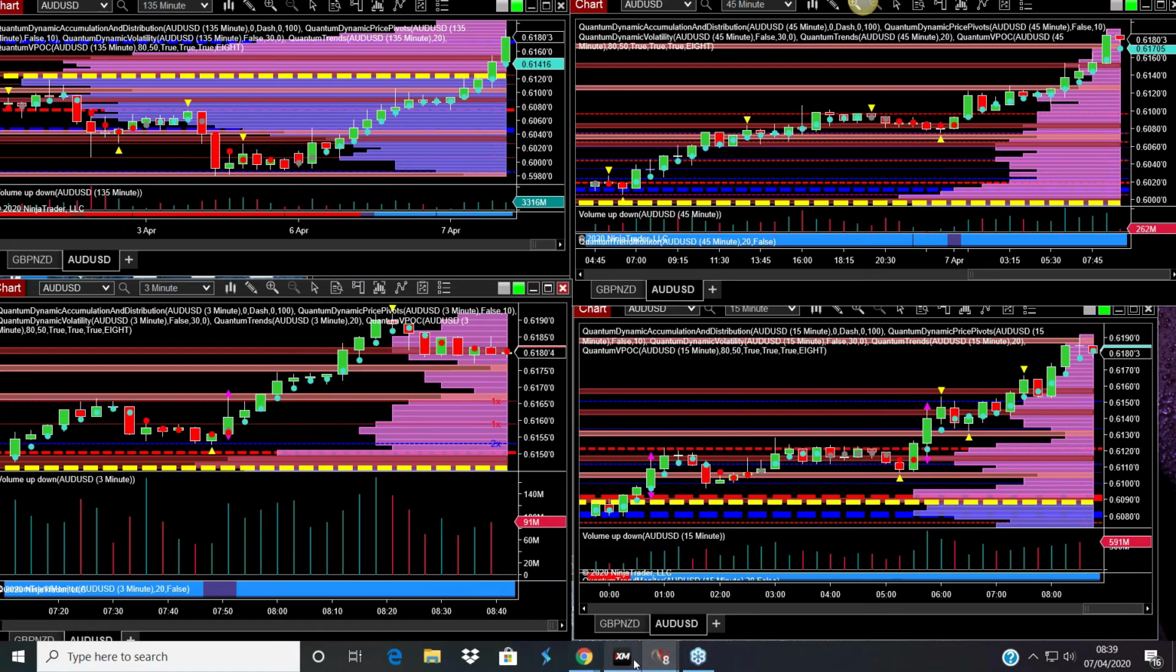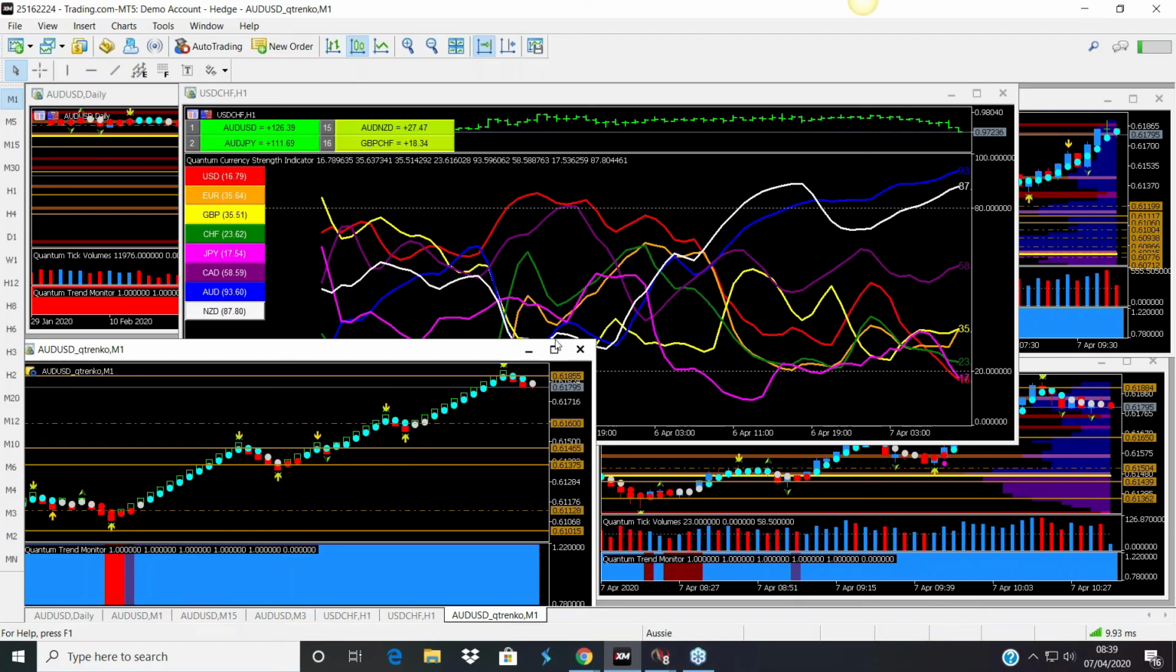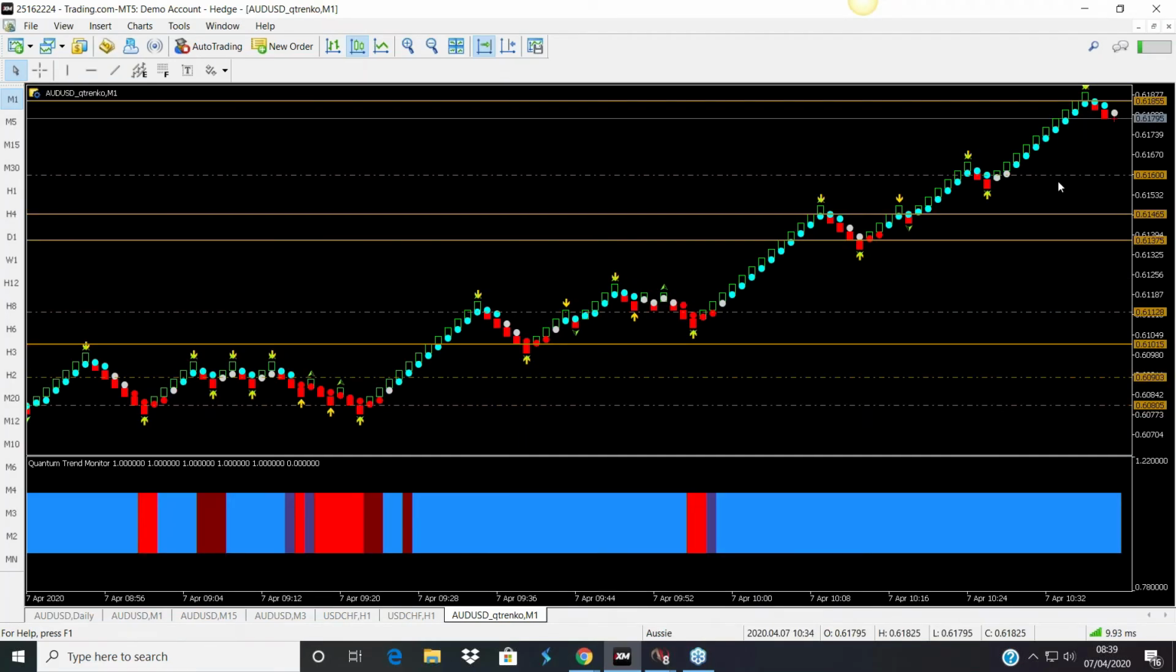And this is where the Renko chart comes in. Now I've got the MT5 version of the Renko, and this, as you can see here, is the move higher that we've seen in the Aussie dollar.